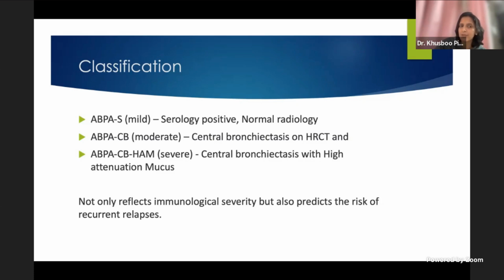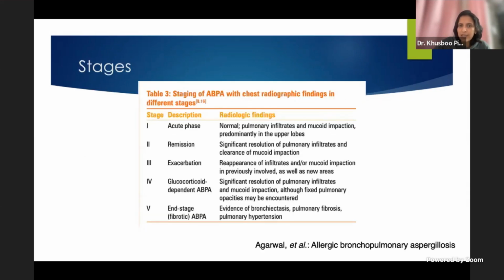So the risk of relapses also increases progressively as we move from mild to moderate to severe. So the presence of HAM suggests that there is a high risk of relapse in that particular case. So that is why the importance of HAM is as a pathognomonic finding, and then to predict the immunological severity and the risk of relapse.